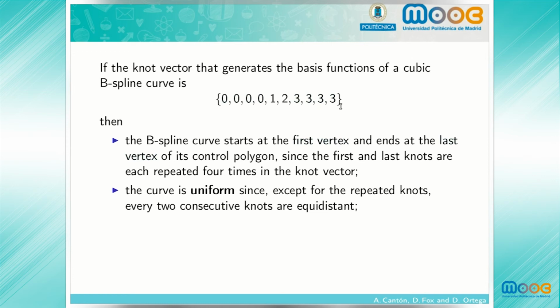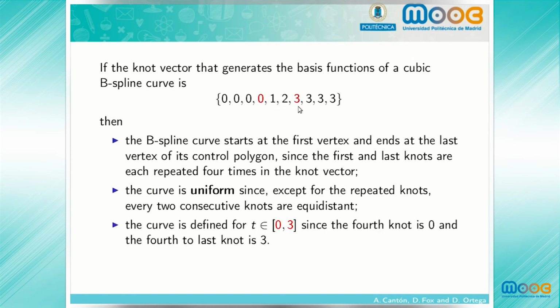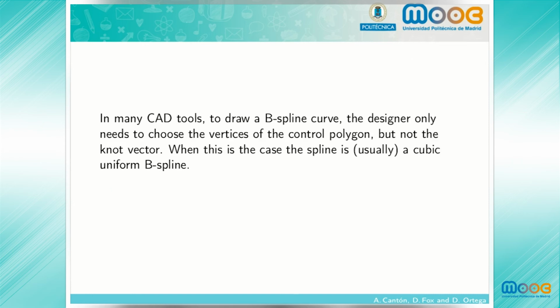The curve is uniform since, except for the repeated nodes, every 2 consecutive nodes are equidistant. In this case, the distance between 2 consecutive nodes is always 1: between 1 and 2, and 2 and 3. The curve is defined for t between 0 and 3 since the fourth node is 0 and the fourth to last node is 3. In many CAD tools, to draw a B-spline curve, the designer only needs to choose the vertices of the control polygon, but not the node vector. When this is the case, the spline is usually a cubic uniform B-spline.